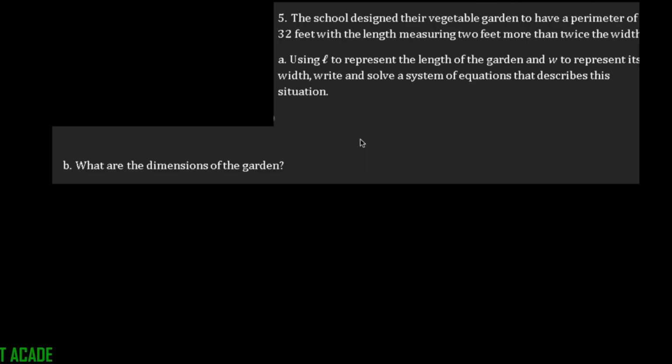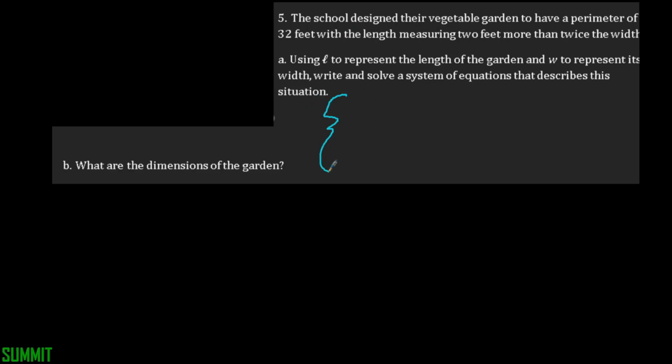And then for number 5, it says the school designed the vegetable garden to have a perimeter of 32 feet with the length measuring 2 feet more than twice the width. If we're using L to represent the length of the garden and W to represent its width, write and solve a system of equations that describes this situation. So what we can do is this. I can write my system like this.